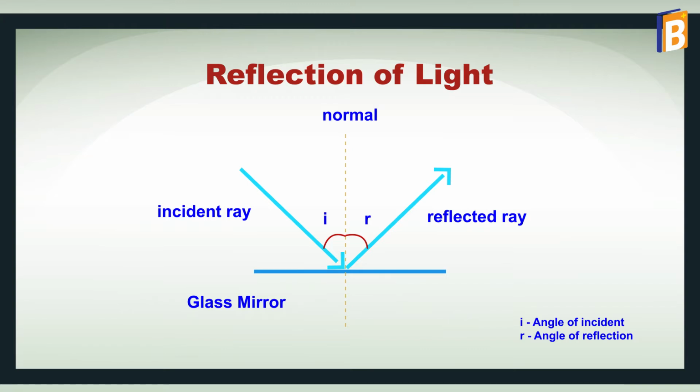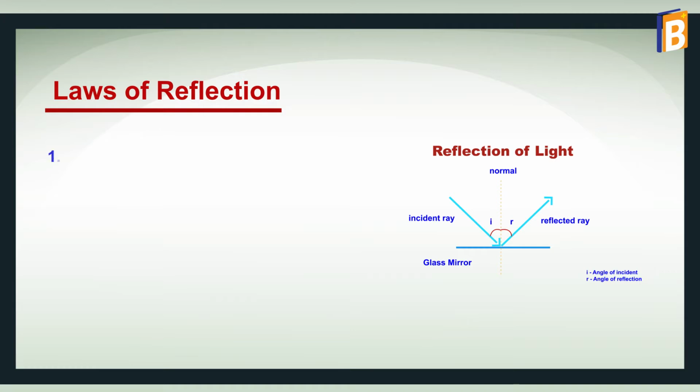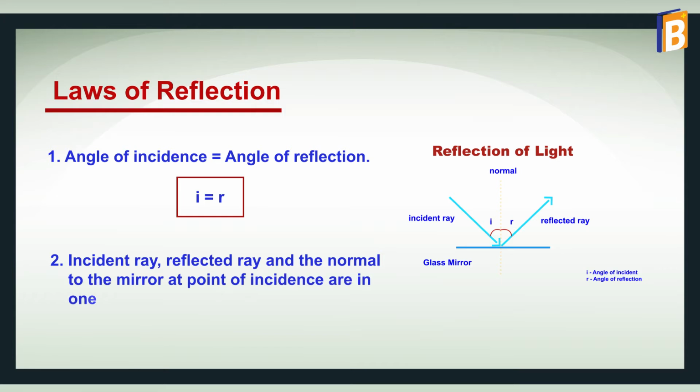Now let's know about the laws of reflection. The first law of reflection states that the angle of incidence is equal to the angle of reflection. So angle i equals angle r. The second law is that the incident ray, the reflected ray, and the normal to the mirror at the point of incidence, all are in one plane.